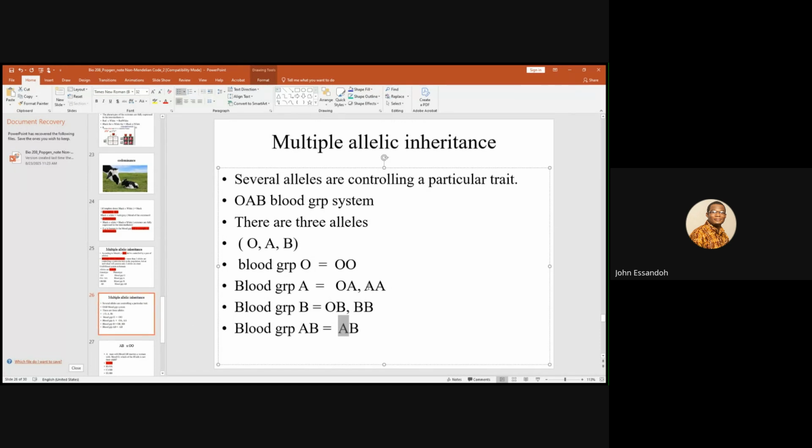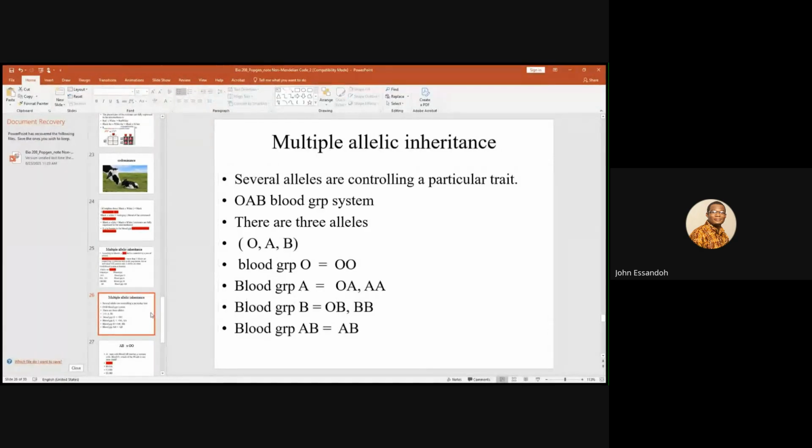Here you can see that with three alleles, how many possible genotypes can we get? One, two, three, four, five, six. So we can get six possible genotypes from three alleles.